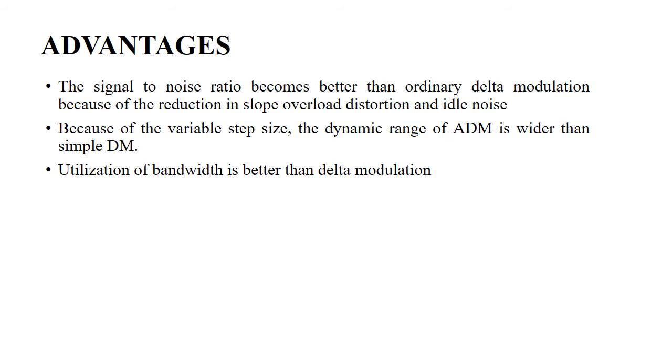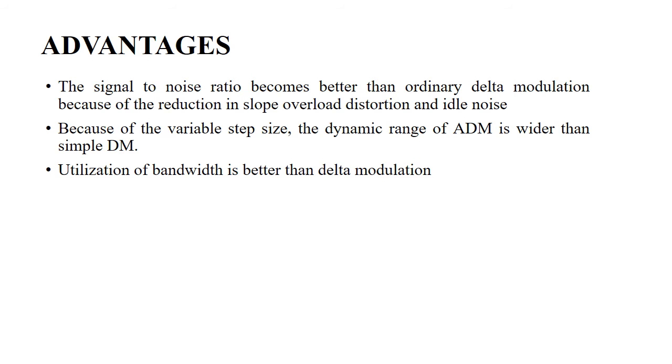The main advantages of ADM: the signal to noise ratio will become better than ordinary delta modulation because of the reduction in slope overload distortion and idle noise. Because of the variable step size, the dynamic range of ADM is wider than simple delta modulation. The utilization of bandwidth is also better than delta modulation.